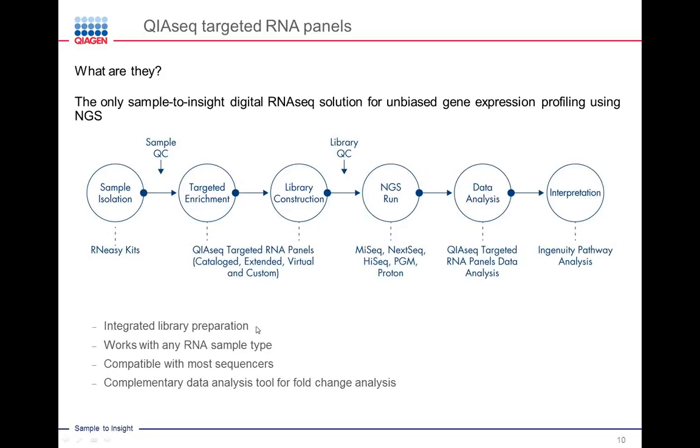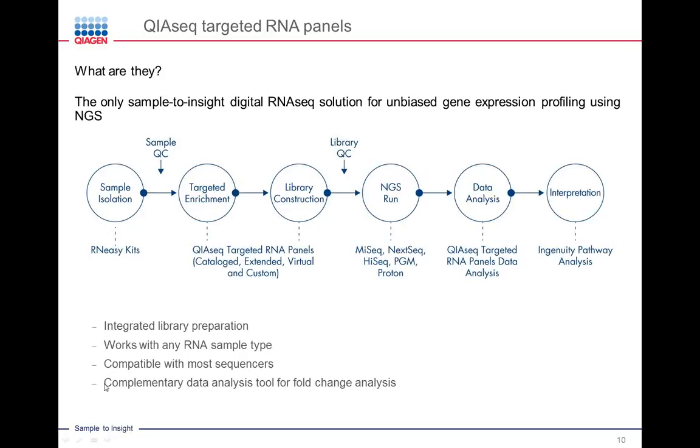It's an integrated library preparation, which means that library preparation is done through PCR. We do not use ligation-based methods anymore, as you will see in the workflow in a little bit. It works with any RNA sample type, giving you an added level of flexibility, as long as you can isolate RNA from your samples using the QIAGEN kits or any other kits that you currently use. You can use the system for gene expression analysis. It is compatible with most sequencers. Again, we've tried the MiSeq and NextSeq in-house, but the panels are compatible with any platform from Illumina and any platform from the IonTorrent family of sequencers.